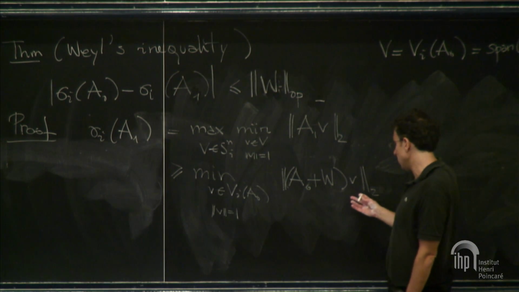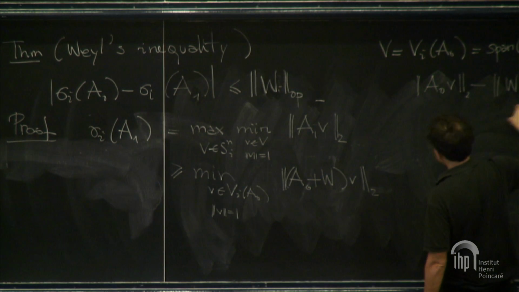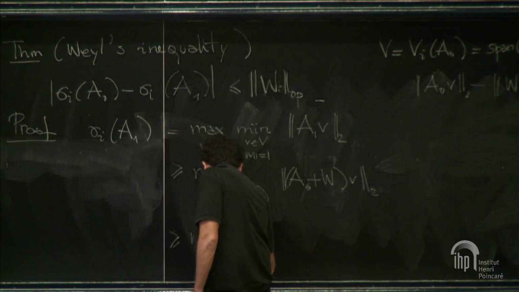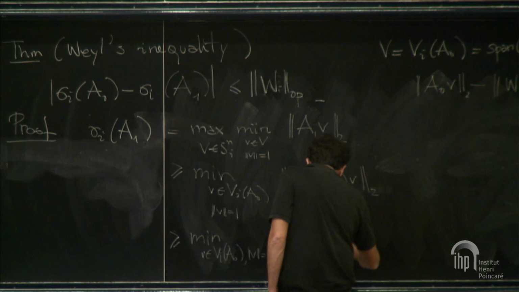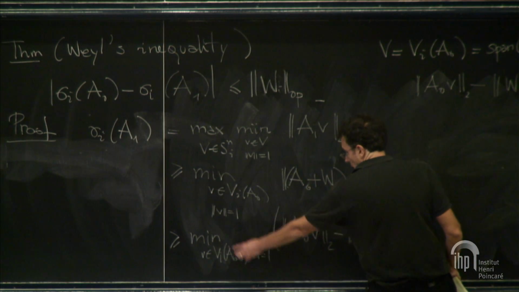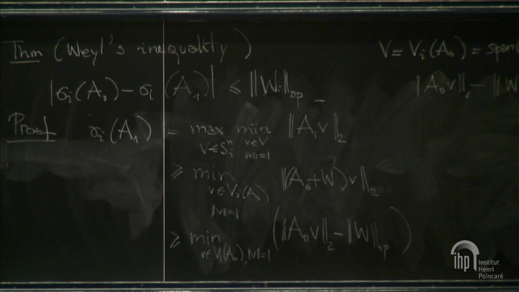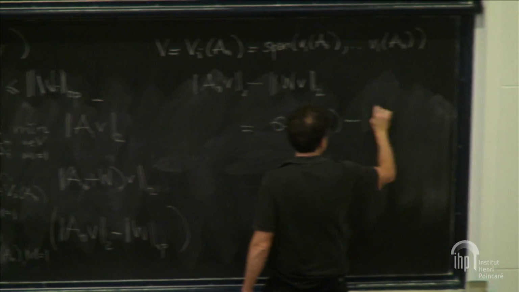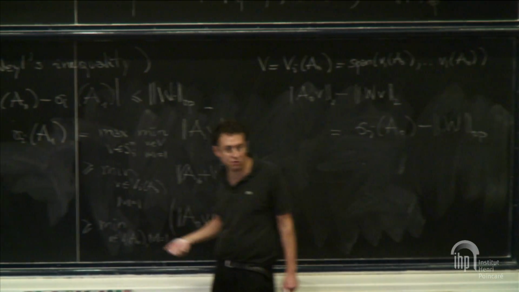So what I can use is the triangular inequality. If I do the triangular inequality, I get A0 V minus W V. This is lower bounded by the mean over V in Vi of A0, norm 1, of A0 V, minus the operator norm of W. And now I'm in great shape because this is a constant, and this I know how to minimize because, again, by the variational principle, this is minimized at Vi of A0 and gives you sigma i of A0 minus the operator norm of W. So this gives you one side of this inequality. You exchange A0 and A1, and you get the other side. Okay, so very easy.